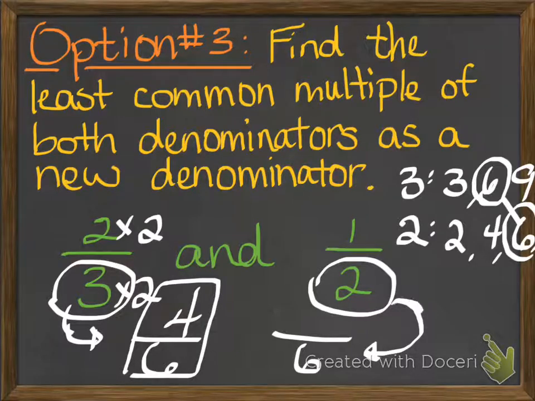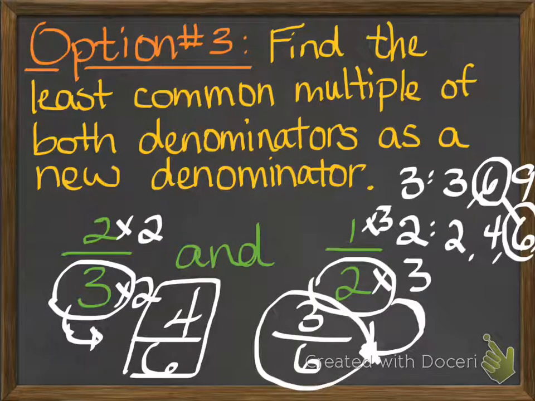2 is going to change to 6 over here in the second fraction. In order to change it to 6, I have to multiply it times 3. Whatever I do to the bottom, I have to do to the top. So I multiply the numerator by 3 as well. 1 times 3 is 3. 3/6 is an equivalent fraction to 1/2. Now 4/6 and 3/6 both have a common denominator. They both have 6 as the denominator.